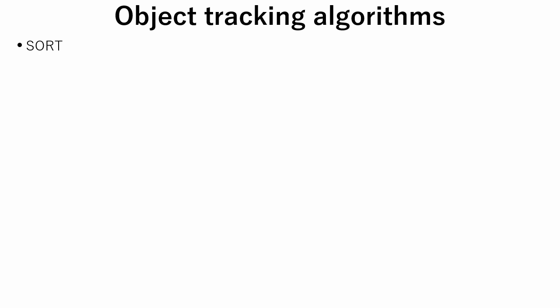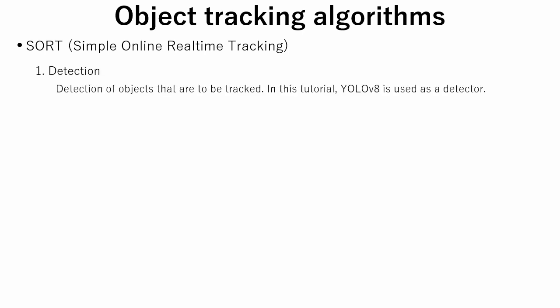The most basic algorithm is called SORT. SORT stands for Simple Online Real-Time Tracking. It consists of 4 steps. The first step is detection. In this step, an object detector detects objects that are to be tracked. In this tutorial, we are using YOLOv8 as a detector.